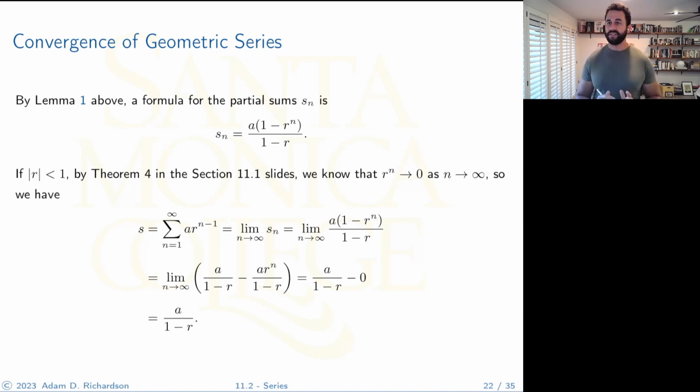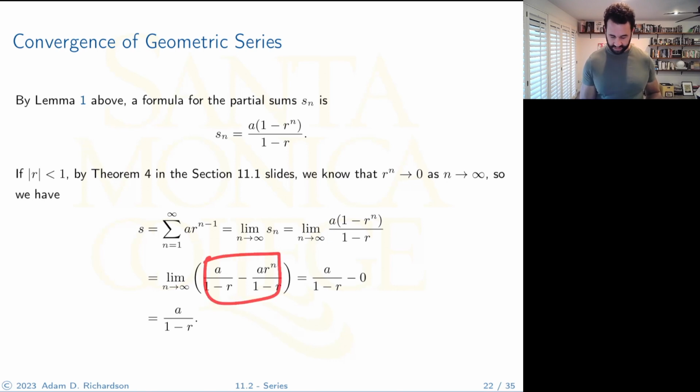So check out this result. If this series does converge, then we can write it as some number s, and that number s is equal to the sum of this series. But the sum of that series is defined as the limit of the partial sums. We have a formula for the partial sums. S sub n is this formula right here. So we're going to take the limit of this sequence and see where it goes.